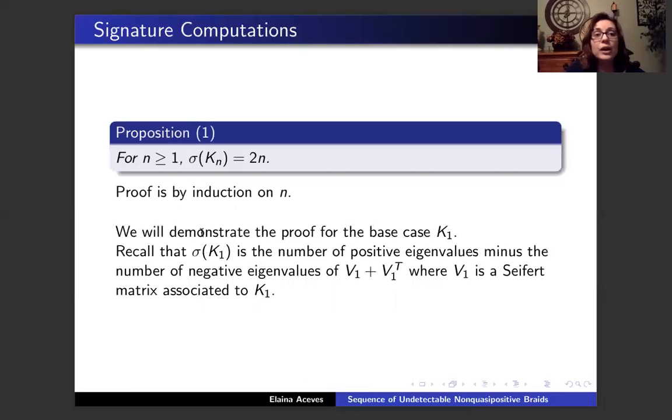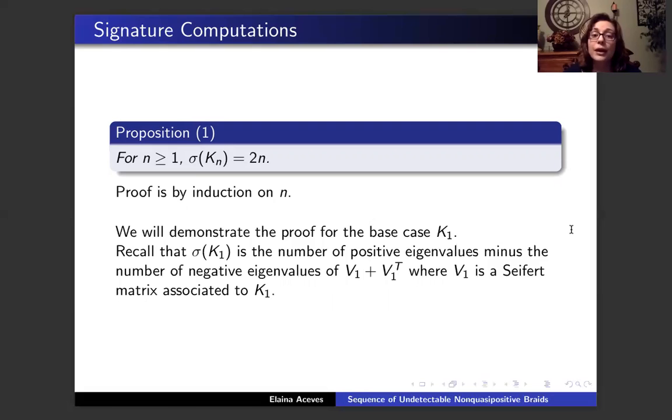All right, next we're going to calculate the signature. This is actually a stepping stone to calculate the 4-ball genus of the braids in our sequence. I claim that the signature of K_n is in fact 2n. All of the proofs I'm going to do today are proofs by induction. I'm going to go into more detail for the base case and then demonstrate how this would be done in general. To calculate the signature, first you need to find a surface that has your knot or your braid as its boundary.